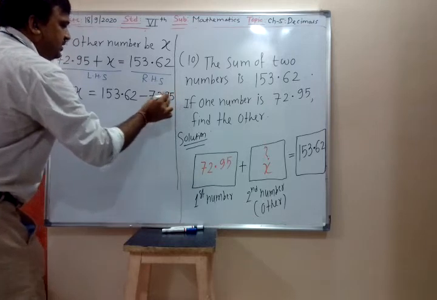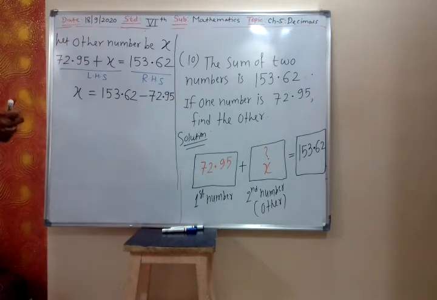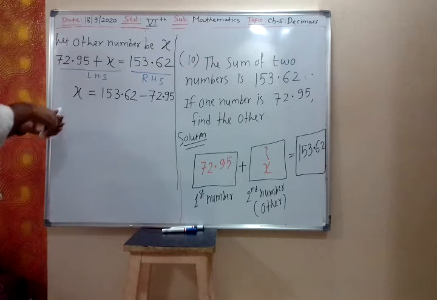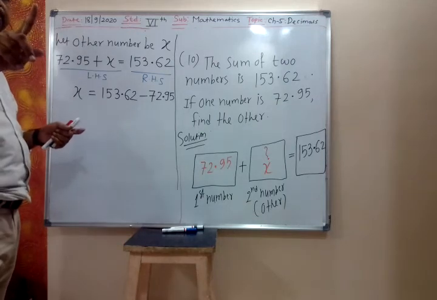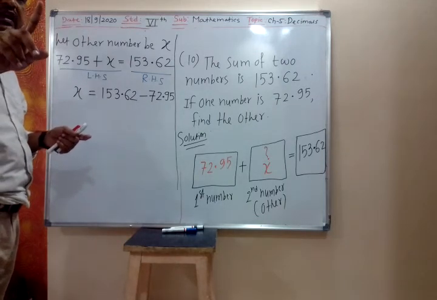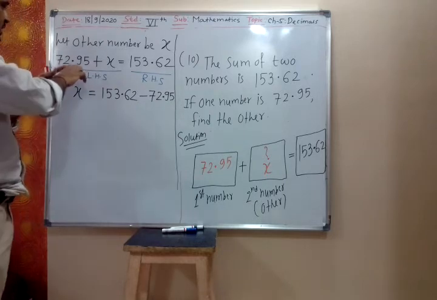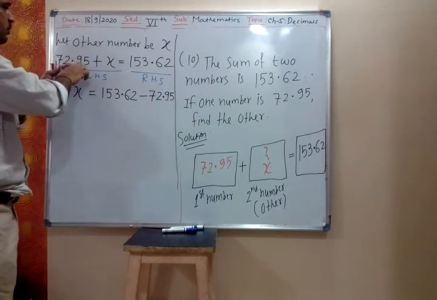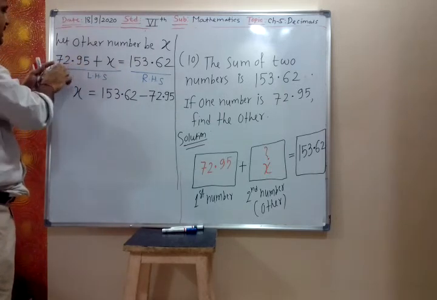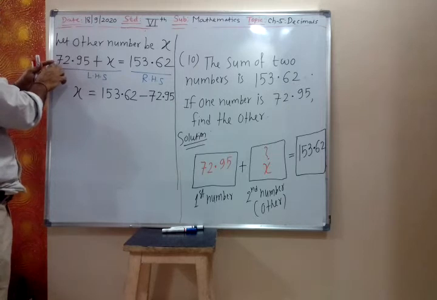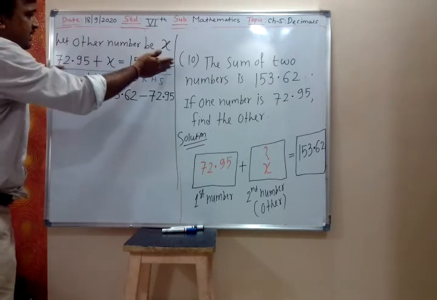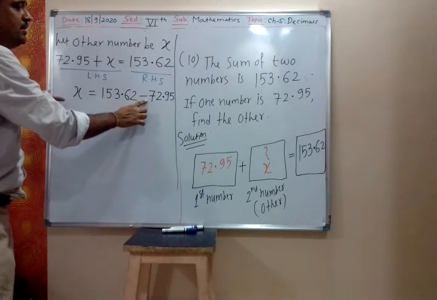This you remember. Instead of writing in the chat box, you pay attention here. Before equal to we have the left side, after equal to we have the right side. Whenever we take the number from left to right, the sign changes. On the left side it was plus 72.95. When we take this number to the right side, it becomes minus 72.95.